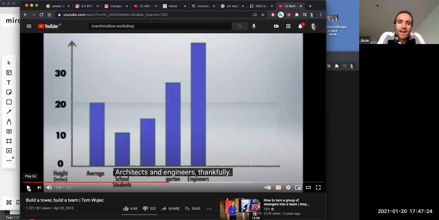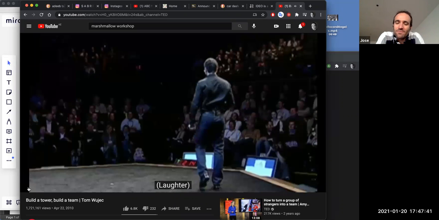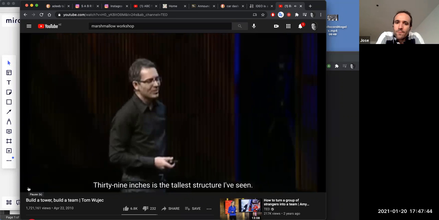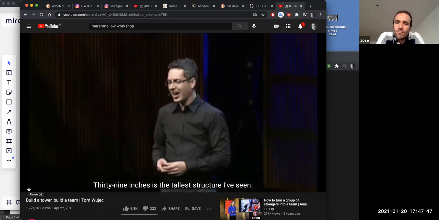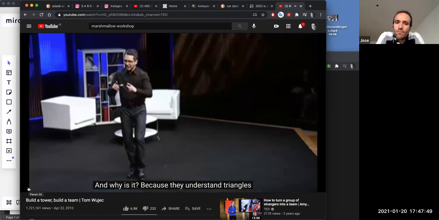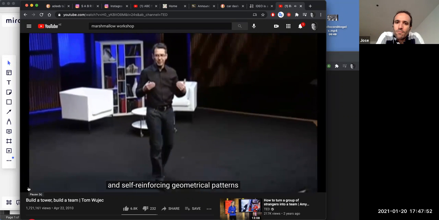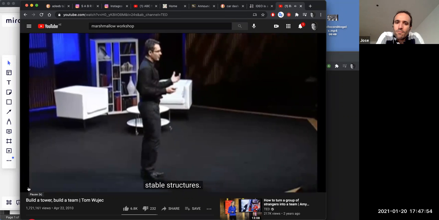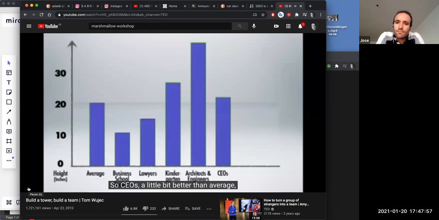And yeah, I confirm we've done maybe 20, 30 workshops like this one. And I can confirm that this is true also with UAE students. They are worse than the kindergartens. 39 inches is the tallest structure I've seen. And why is it? Because they understand triangles and self-reinforcing geometrical patterns are the key to building stable structures. So CEOs, a little bit better than average, but here's where it gets interesting.